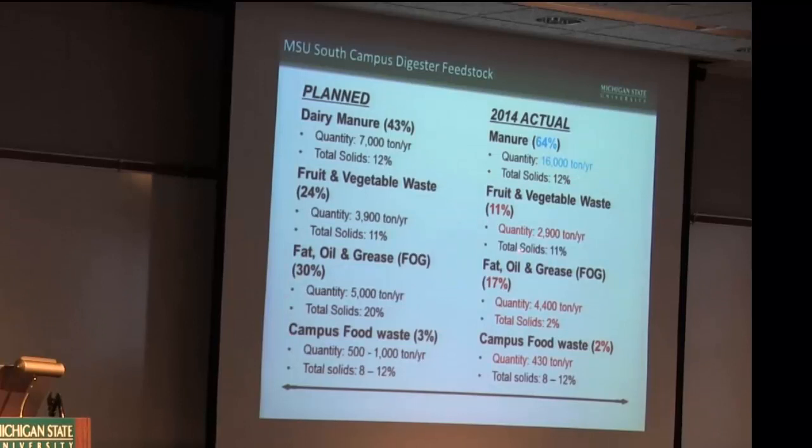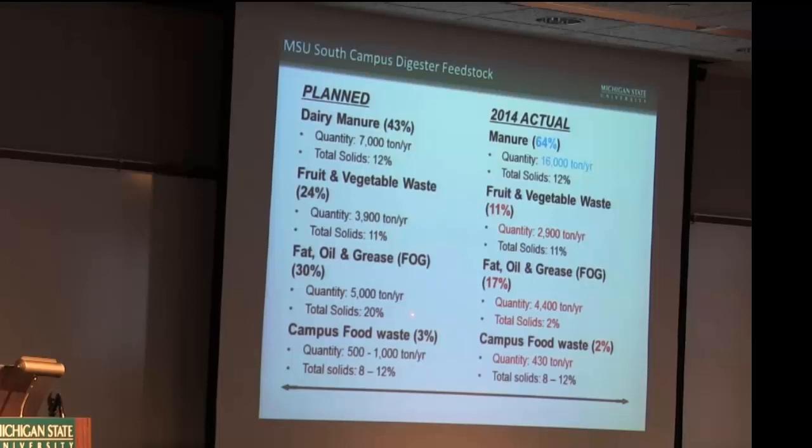Our fruit and vegetable waste is about 1,000 tons off of what we expected a year. So this dropped quite a bit from what we had projected. Again, fruit and vegetable waste, high in sugars, high in starches, very good energy conversion, but we're down from what we expected. The fog, again, down a little bit, but not terrible.